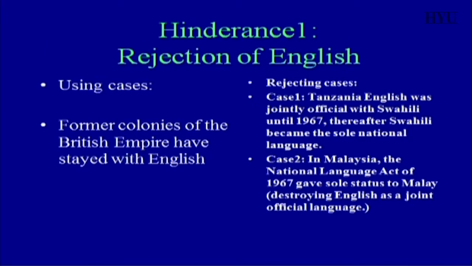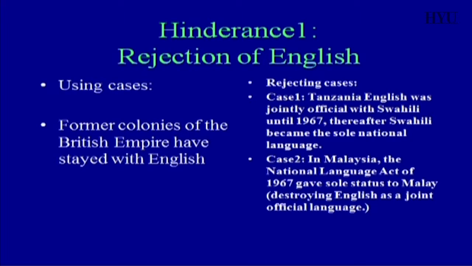And actually, there are some embracing cases, and also there are rejecting cases. Embracing cases, the cases of embracing English as their official language, we can find that most of the former colonies of the British Empire, especially in Africa, have stayed with English. We have already discussed the reason. At that time, most of the African countries had too many local languages. So they needed a neutral language that could unify the different languages from the different tribes. So English was a very useful medium of communication.